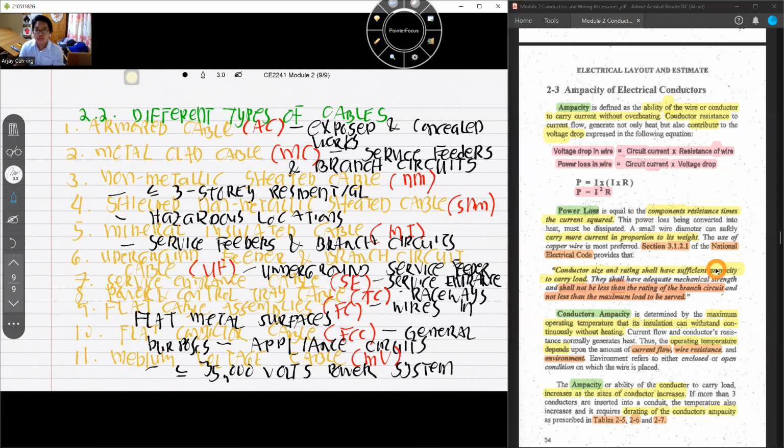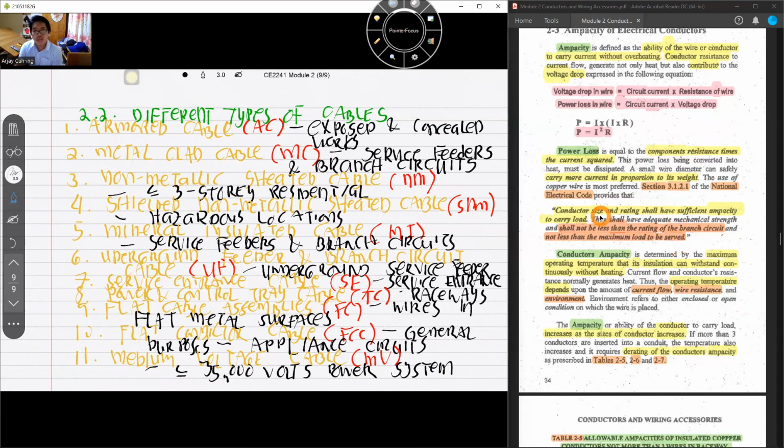Okay. So as per section 3.1.2.1 of the National Electrical Code, okay, current conductor size and rating shall have sufficient opacity to carry load. So syempre, class, yung conductor natin, class, dapat kaya niya i-survive yung load na binubuhat niya to avoid fire. Okay, so to do this, class, they shall have adequate mechanical strength and shall not be less than the rating of the branch circuit and not less than the maximum load to be served. Okay, so supposedly, class, yung wire natin, no? Yung wire natin, class, has higher capacity than that of the circuit breaker.